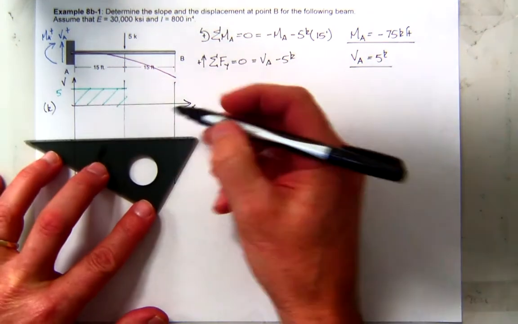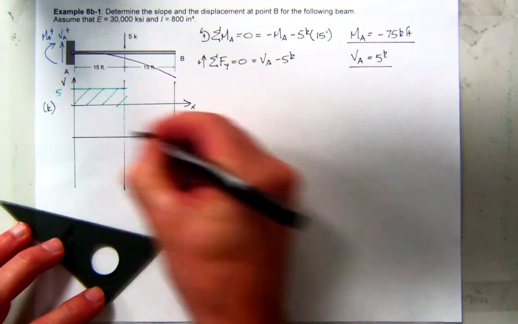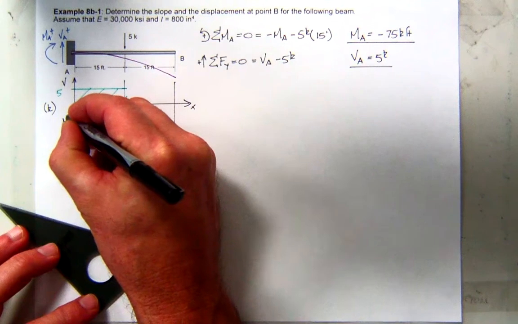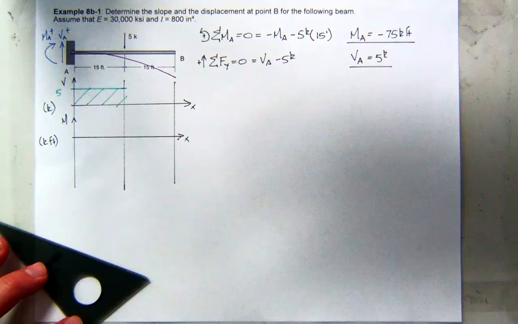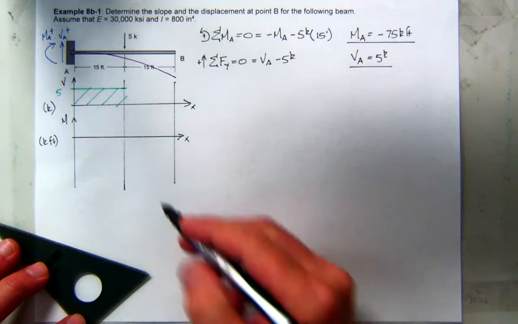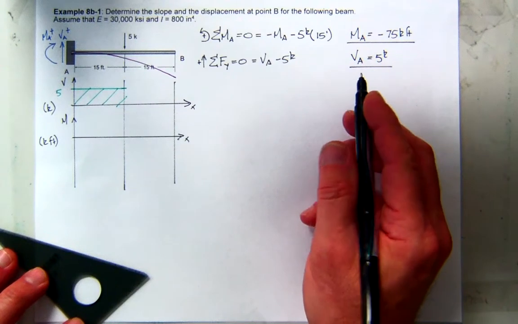So now let's draw the moment diagram. Positive x, positive moment. This will have units of kips and feet. What is the bending moment at A? 0. No. Negative 75.